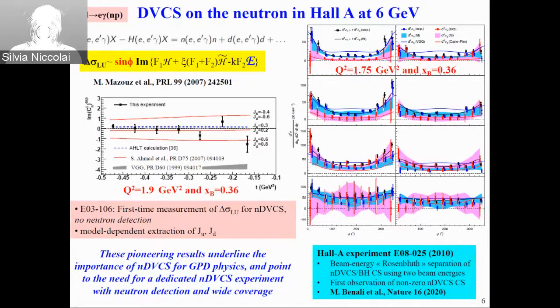So these results mark the importance of this channel for the physics of GPDs and for its sensitivity to E, but also show how important it is to make a dedicated NDVCS experiment with neutron detection to avoid the problem of the convolution between the neutron and the deuterium coherent process. And wide coverage is needed. This experiment was performed at a single Q square point at low Q square.